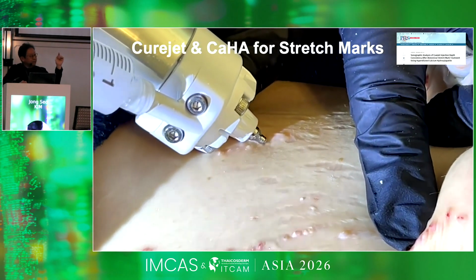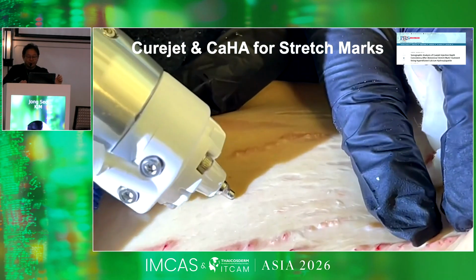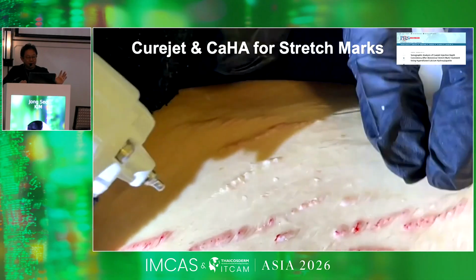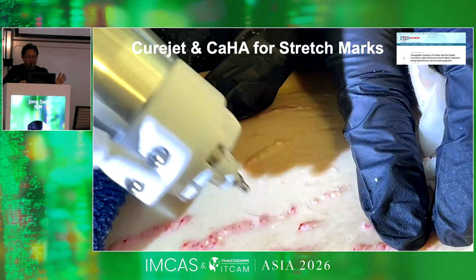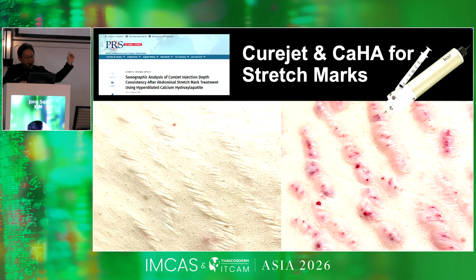This is a video showing the treatment of an abdominal stretch mark scar being treated with the CAHA particle, hyper-diluted CAHA particle. It is very accurate and very fast. This is a before and after photo of the stretch mark treatment using CAHA. On the right side here is immediately after the treatment. We needed a downtime of 1 week.